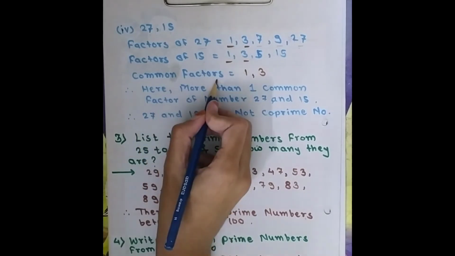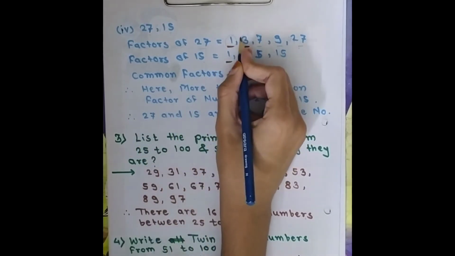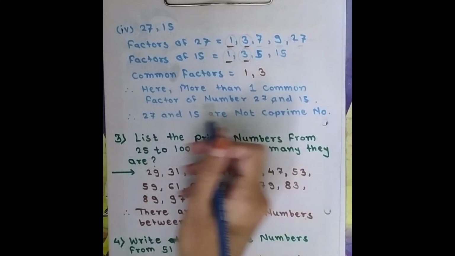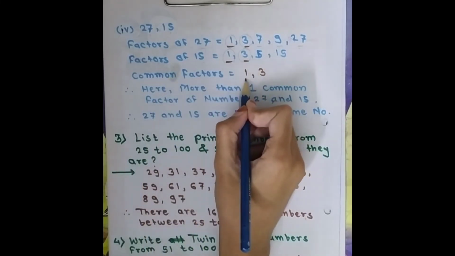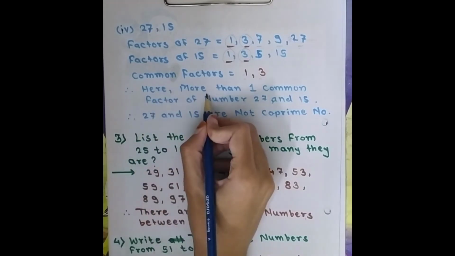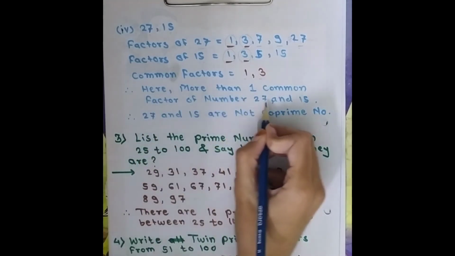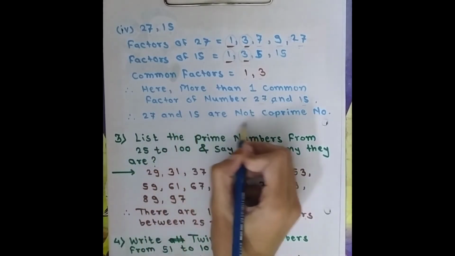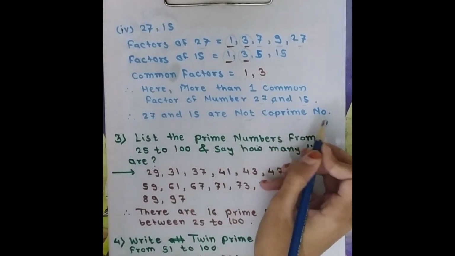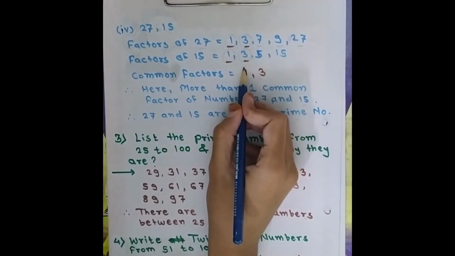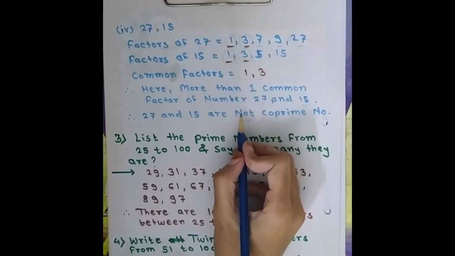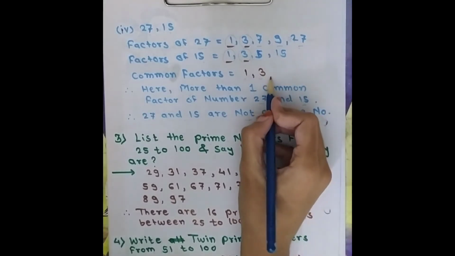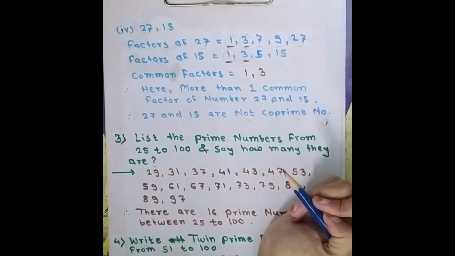Now here, what are the common factors? 1 and 3. These two are the common factors. So here there is more than one common factor of the numbers 27 and 15. Therefore 27 and 15 are not co-prime numbers, because if only one is the common factor, then it is a co-prime pair. If more than one, then it is not co-prime.